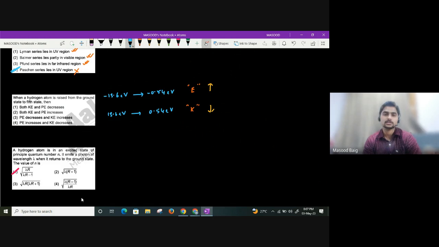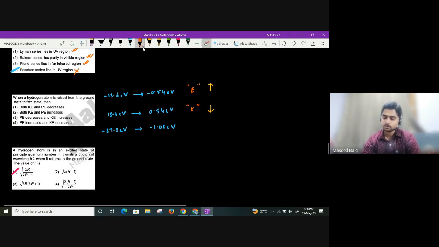What will happen to total energy now? Basically, potential energy will be given as two times the total energy. Total energy here, I'll get it as minus 27.2 electron volt. Then it will become somewhere around 1.08. You can write minus 1.08 electron volt.